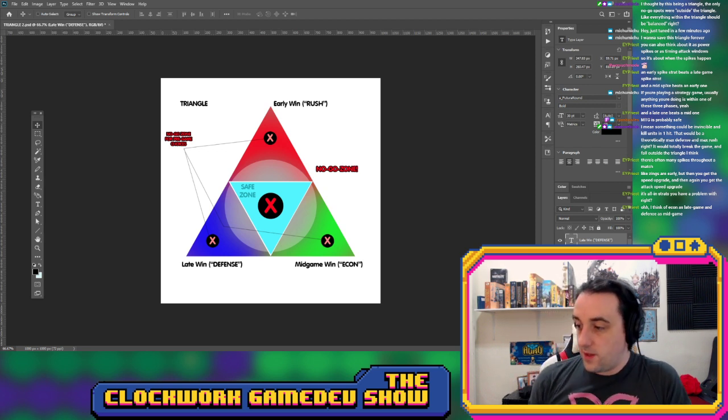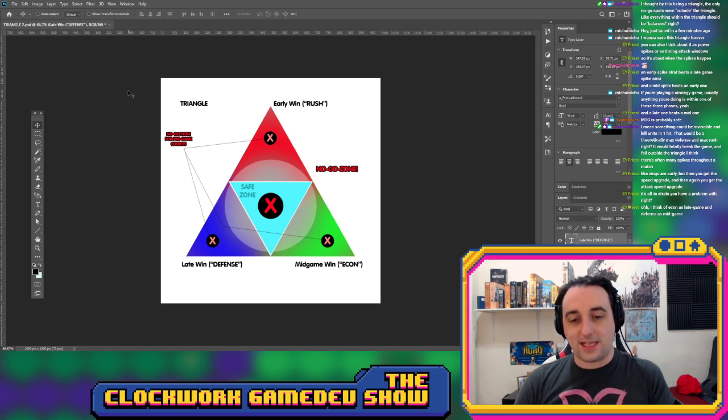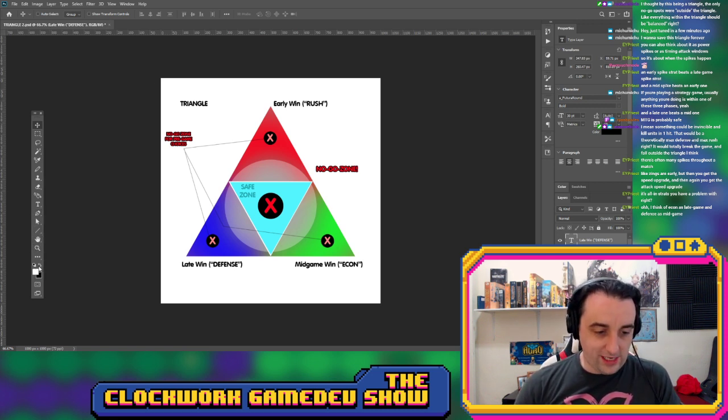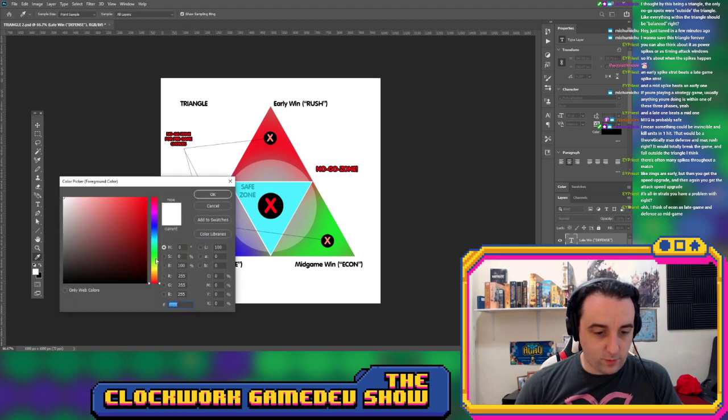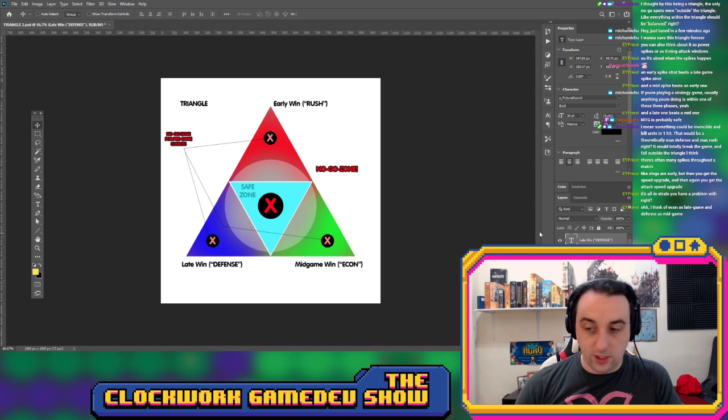No more birds. I mean, something could be invincible and kill units in one hit. That would theoretically be max defense and max rush. Yeah. Totally break the game and fall outside the triangle. Right. And here's another thing you can do. You can take, let's make a weird color, like a yellow, I guess. So here's another thing that you can do with this tool.